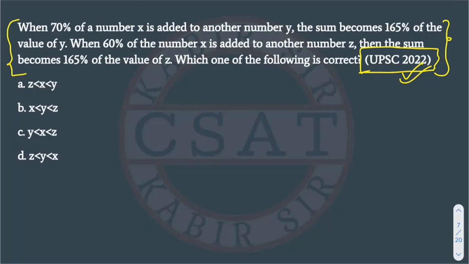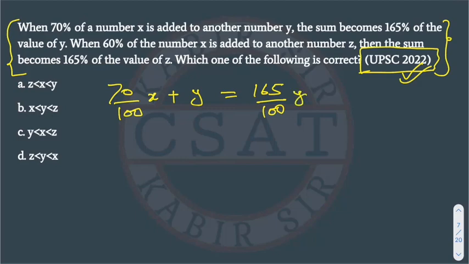So how will we do it? When 70% of a number x, 70 by 100 of a number x, is added to another number, Y, the sum becomes 165% of the value of y. We are removing the percent sign and converting into fractions, right? So it will become 70x plus 100y is equal to 165y.